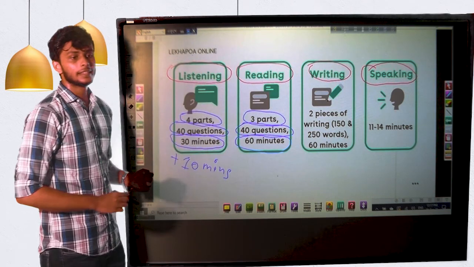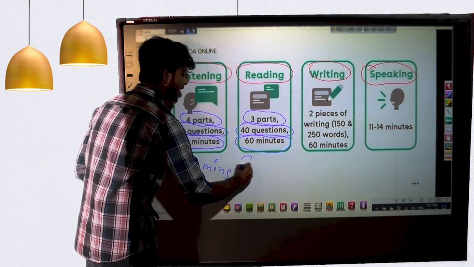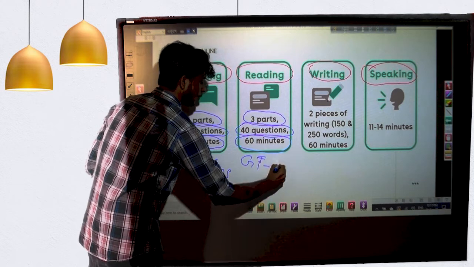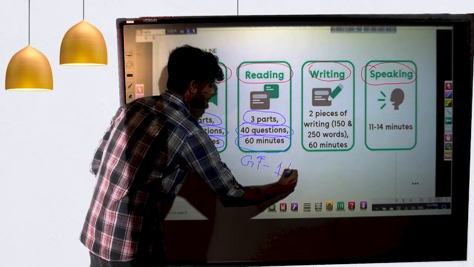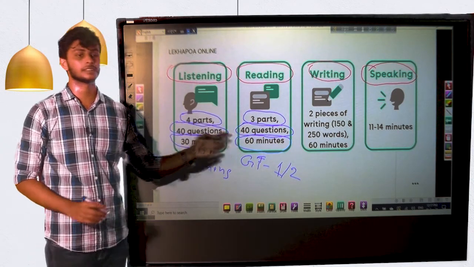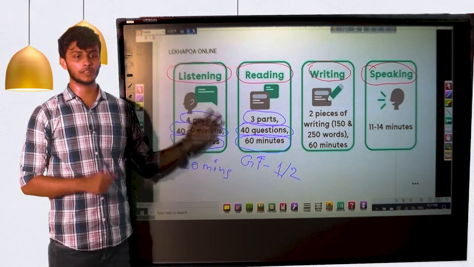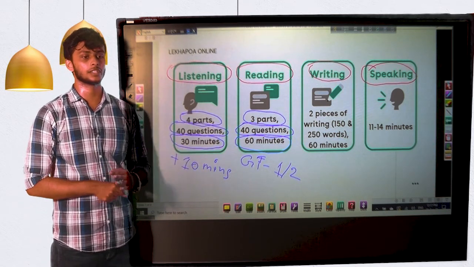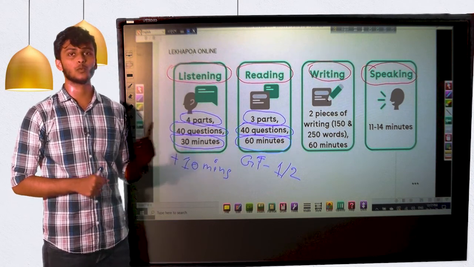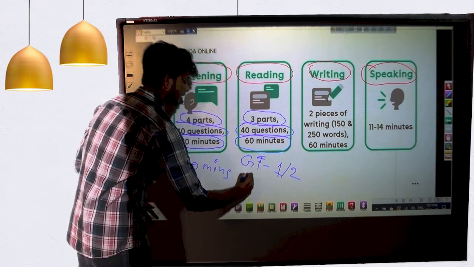Now in the general test, you will have one or two texts in each of the sections or parts, and altogether it consists of 40 questions. On the other hand, in the academic test, there will be one long passage in each of the sections. Let me write here.